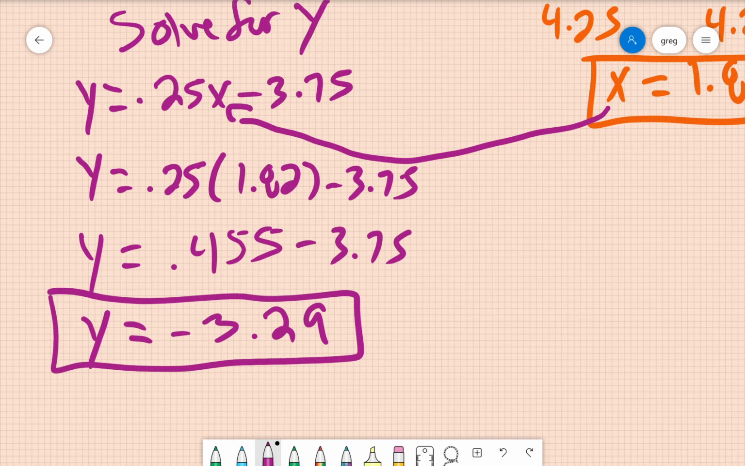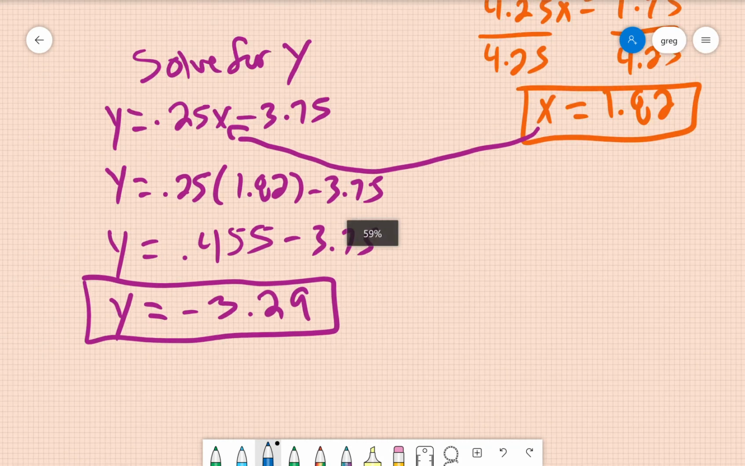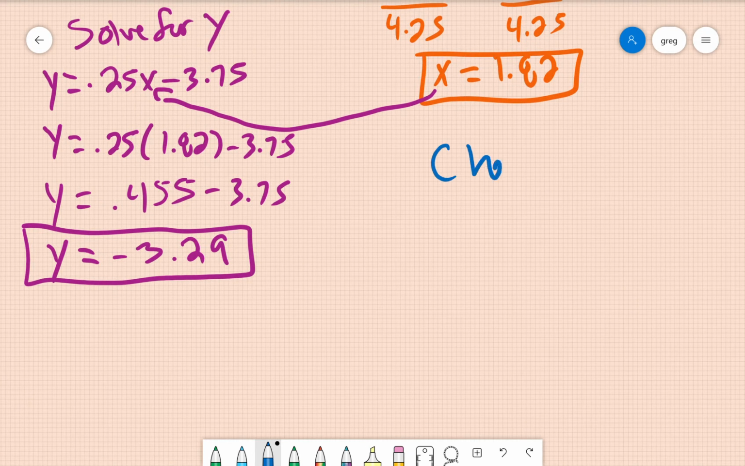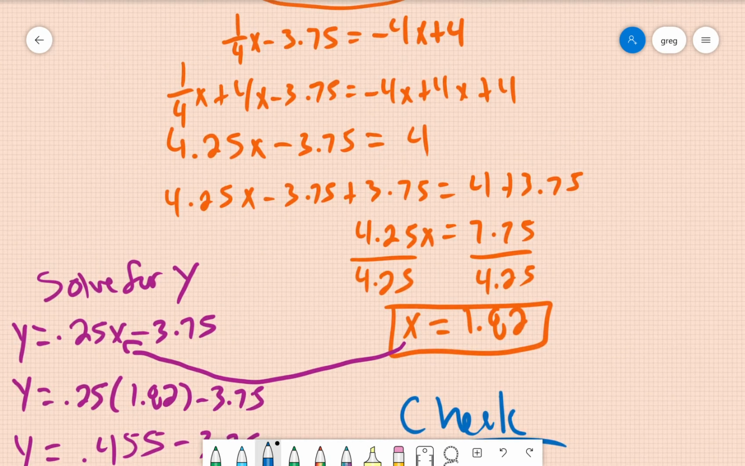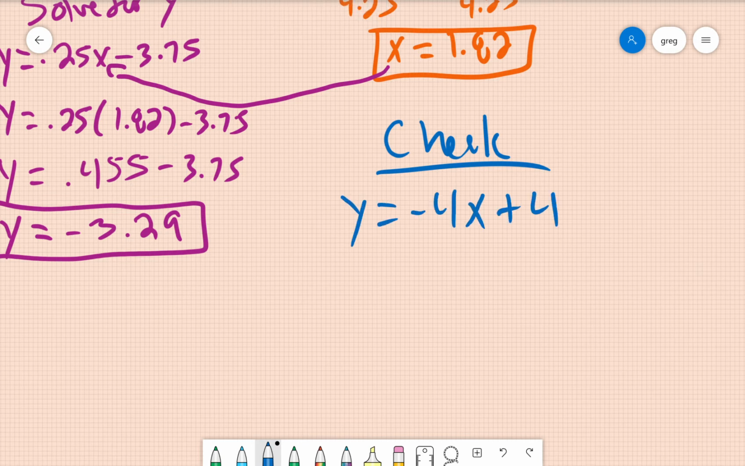All right, so we have our x and we have our y. One last part is I want to make sure we check it, and I want you to see how it looks when we check it with decimals that we had to cut off and weren't terminating decimals. So now I want to check it. I'm going to pick the other equation now just to work with both of them. So y equals negative 4x. It was plus 4, right? Okay.